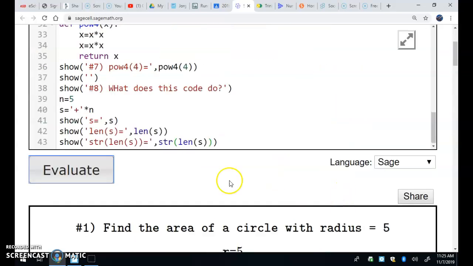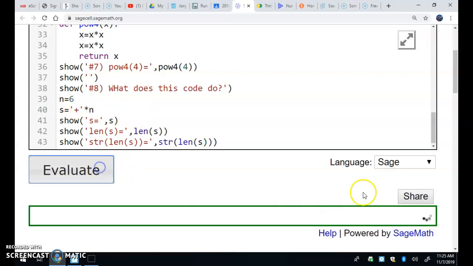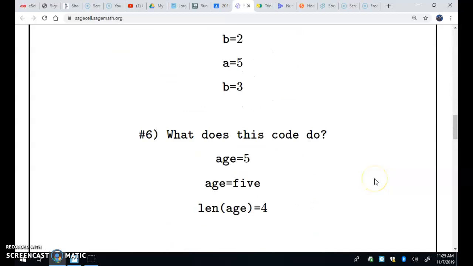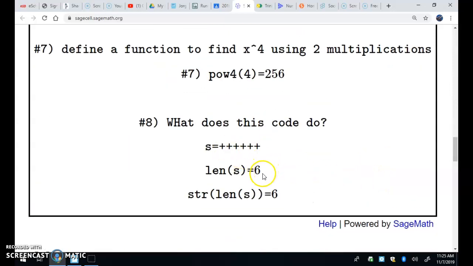So we were able to predict what these 4 lines did. N equals 5, s equals string literal plus sign, or any string you want, really, times n, whatever n is. You can change it to 10 or something. And then what does s look like? What does the length of s look like? What's the string version of the length of s look like? And of course, this is going to be n, but this is going to be a string version of n. What if I make it 6? Aha! Very complicated. So you get 6 asterisks. The length is 6, and this is string literal quote 6 quote, basically.